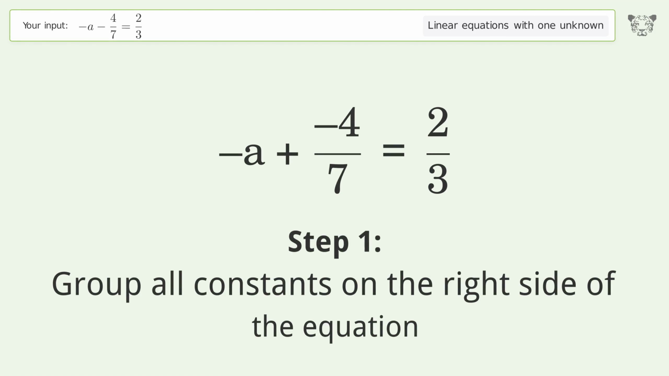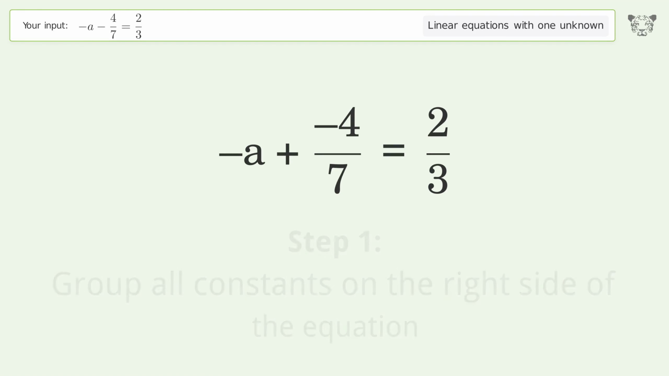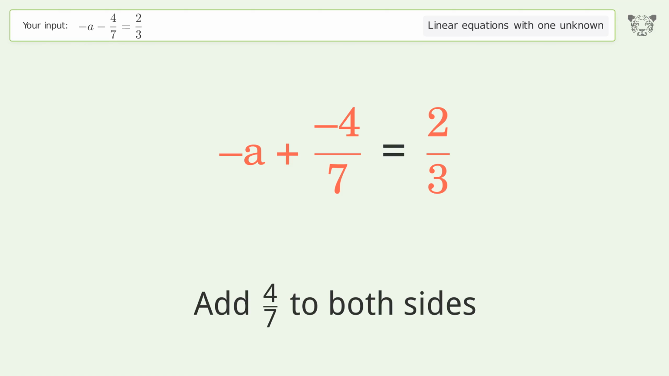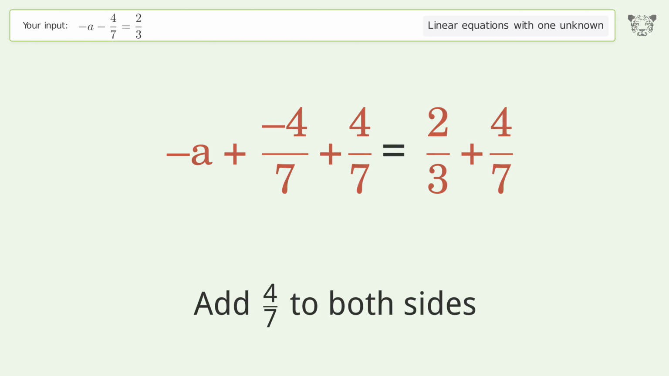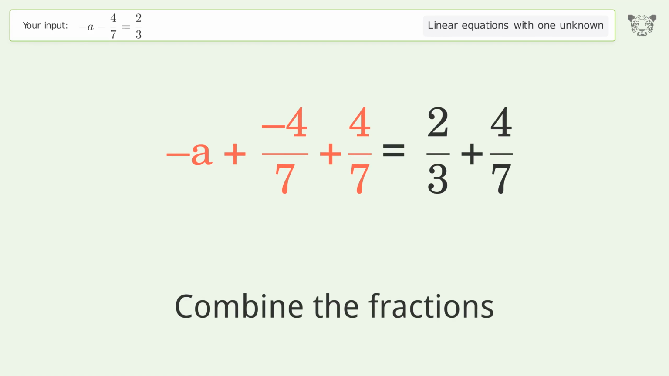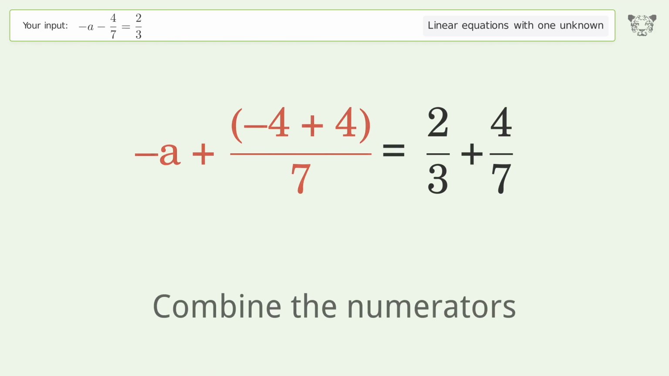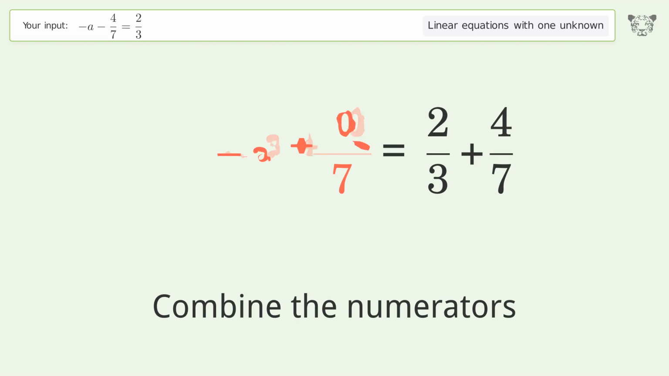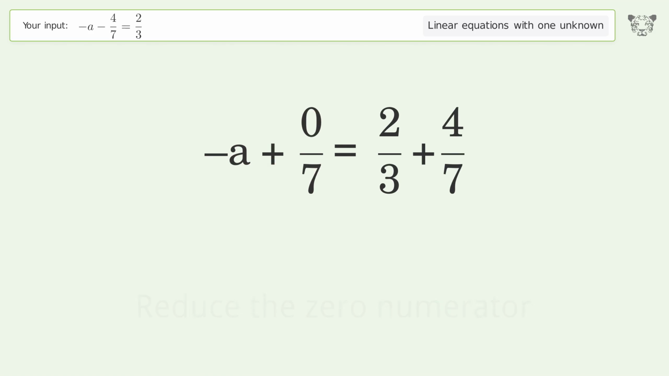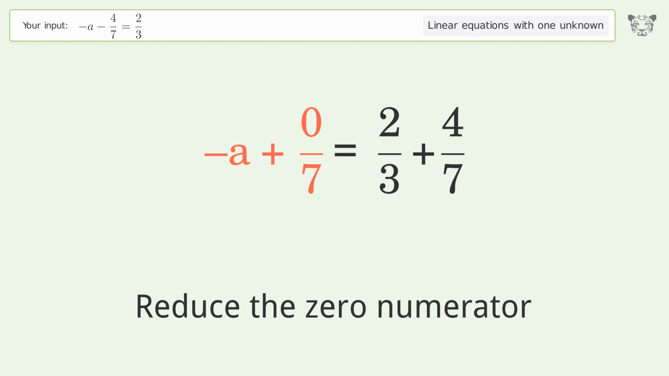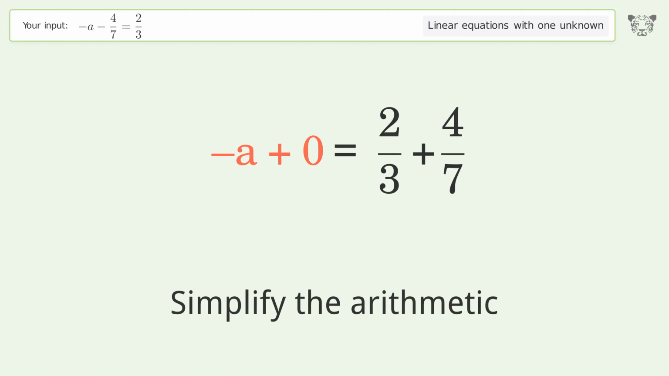Group all constants on the right side of the equation. Add 4 over 7 to both sides. Combine the fractions. Combine the numerators. Reduce the zero numerator. Simplify the arithmetic.